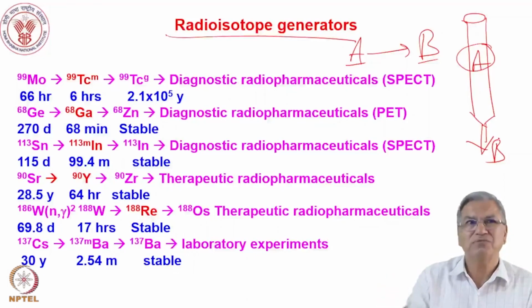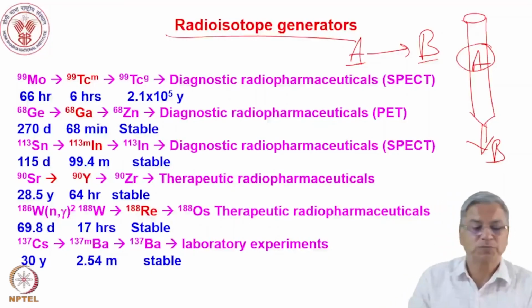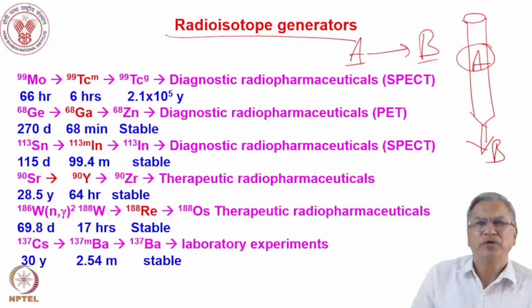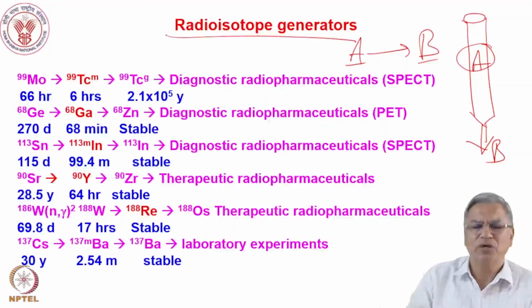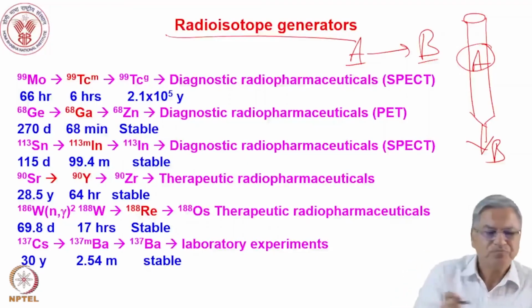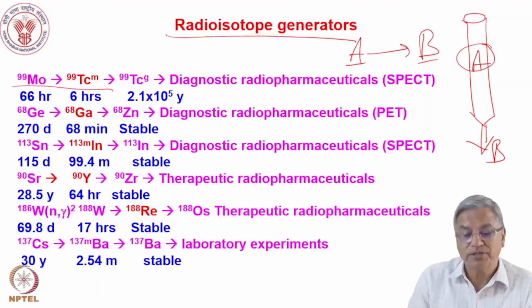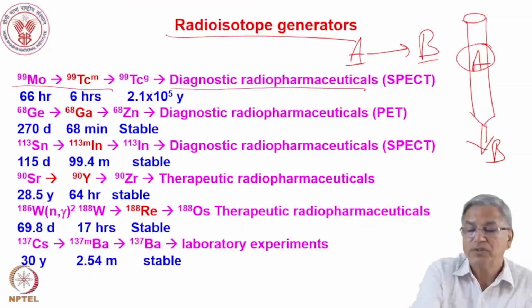As I discussed in the molybdenum-99 case, you can milk technetium from a molybdenum generator. They are called radioisotope generators, and they are very popular these days because the people who are manufacturing these generators can sell them to the hospitals, and hospitals have their own hospital radiopharmacy. They can go on milking the isotope of interest. So molybdenum-99 is the parent of technetium-99m. Technetium-99m is the workhorse of nuclear medicine, particularly for diagnostic radiopharmacy.